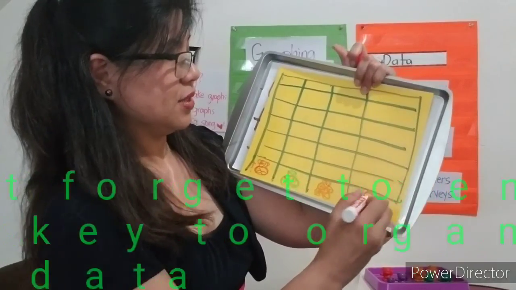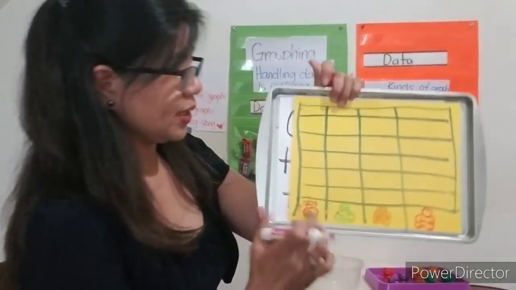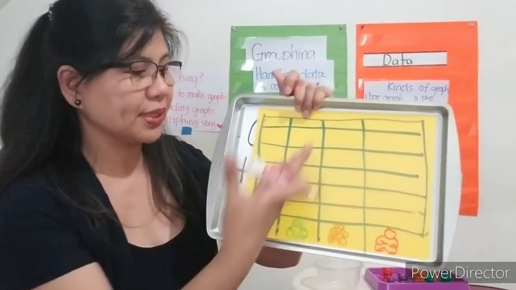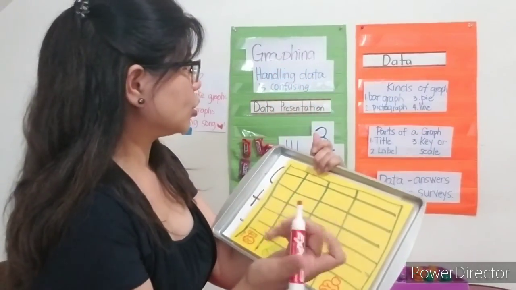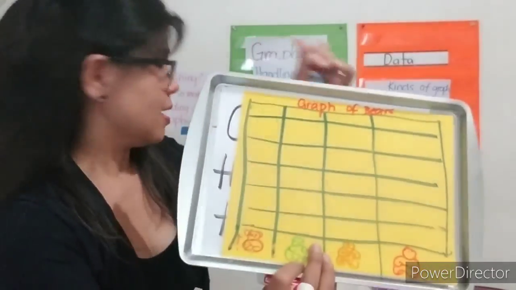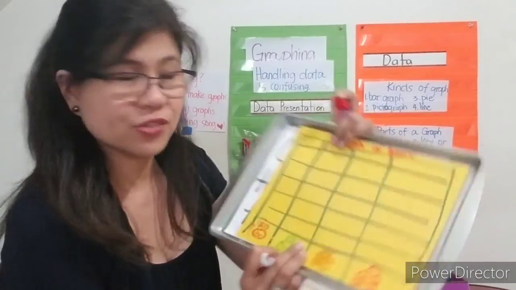Okay, now, so this is the key. Remember we talked about the key? We need the key because the key will guide us as we put the data in our graph. And what could be the title of our graph? Graph of bears. Okay, let's put the title here. Graph of bears, because I'm using the bears, not the chocolate. If we use the chocolate, we can say graph of chocolates.